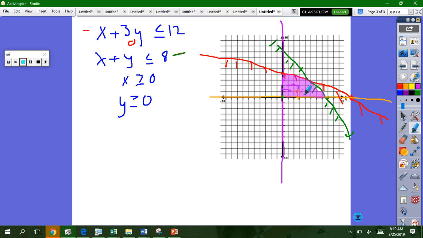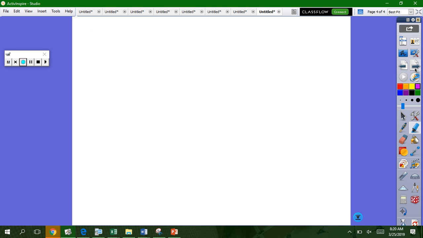How many of you guys remember doing this sometime in your past previous learning? Awesome. Okay, the only other thing I really want to share with you is how do we graph a parabola? Okay, so let's see if we have it here. All right.